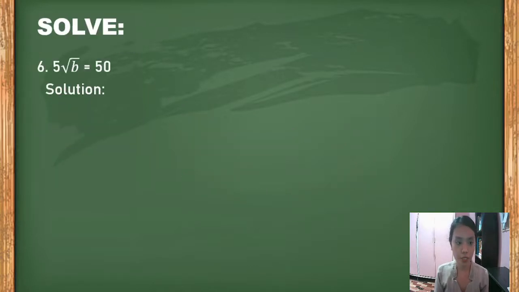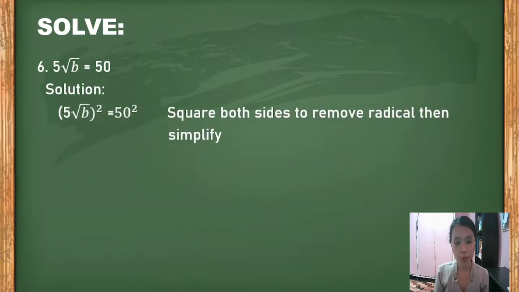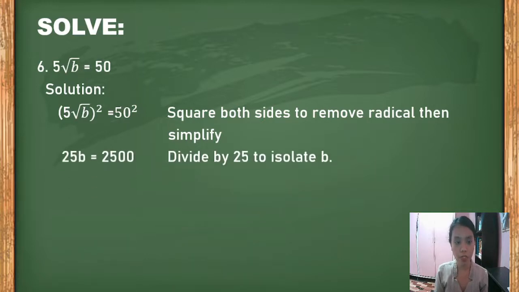Next, number 6. 5 square root of b equals 50. So, square natin on both sides para ma-remove si radical symbol since our index is 2. Then, simplify po natin. So, yung ating square root of b, wala na po. So, yung ating coefficient of 5 squaring that. So, 5 squared ay 25. Then, wala nang radical symbol si b. So, 25b sa ating left side.